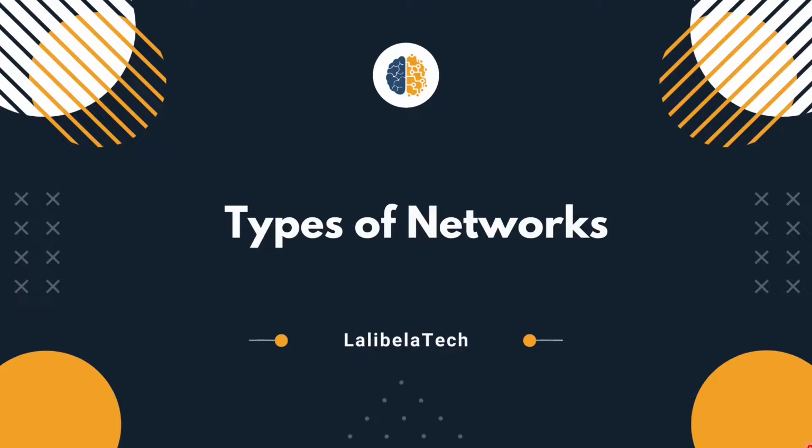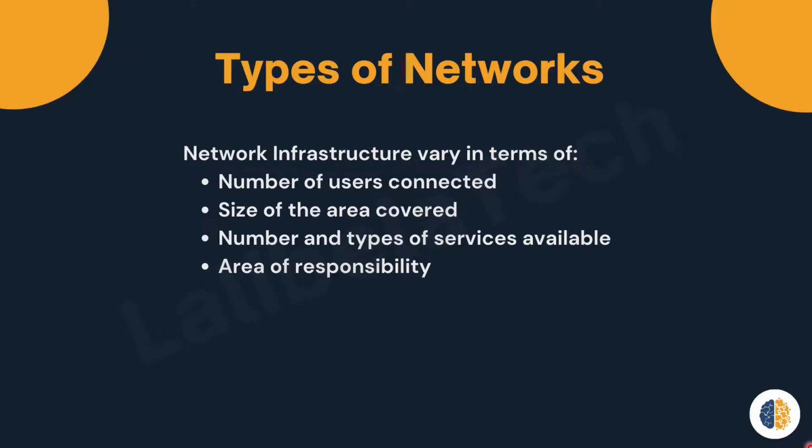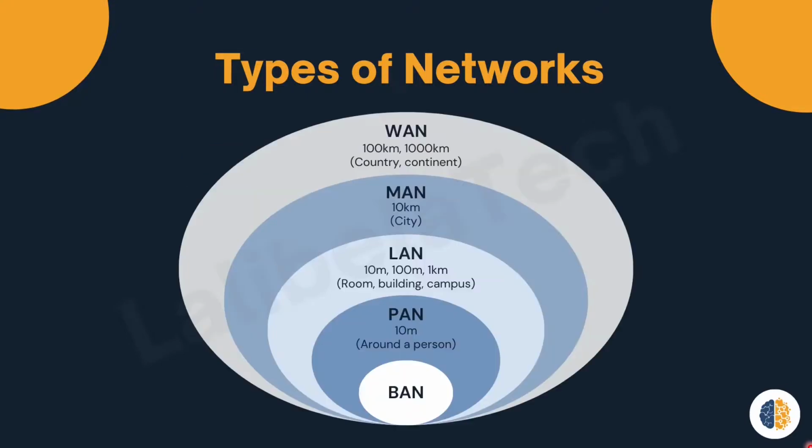In this video, we will discuss the different types of networks. Computer networks range from simple networks consisting of two computers to networks connecting millions of devices. Computer network infrastructure varies in terms of number of users connected, size of the area covered, number and the type of services available, and area of responsibility. Next, we will see the different types of networks.